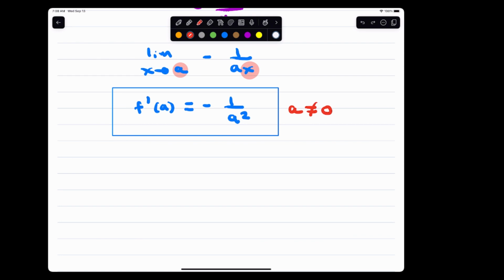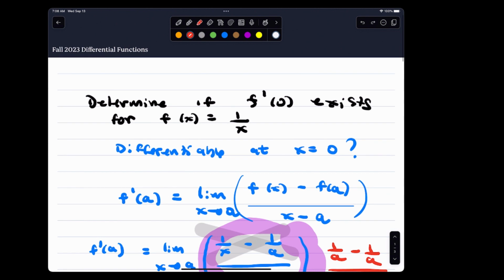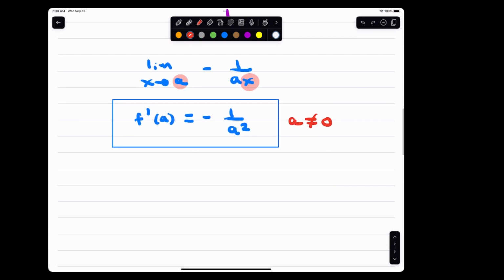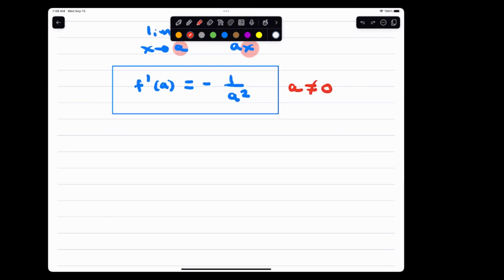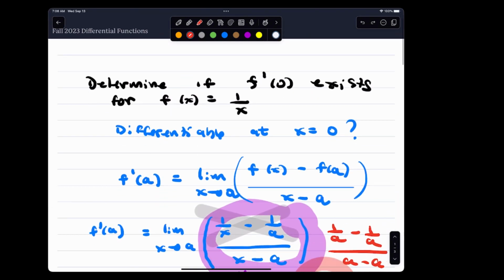F prime of A equals minus 1 over A squared. All right. So you might say, what does that really have to do here with this question? Does that function exist at 0 here? We got a problem here. What does that even mean? Here's your formula for a derivative, but A can't be 0. So how am I going to look at this definition around 0? How do we do that?